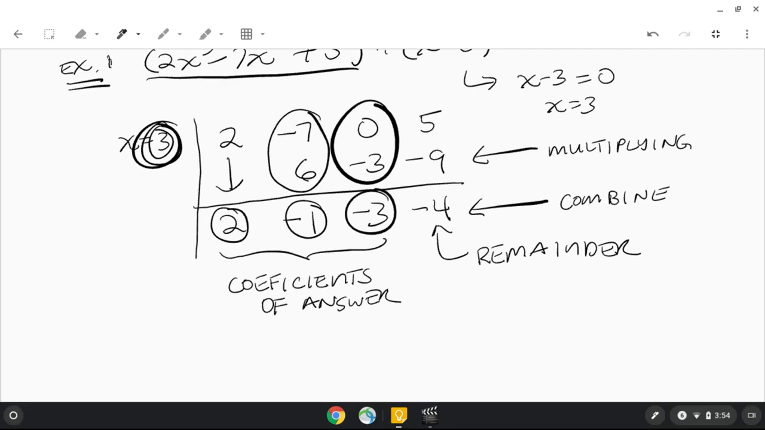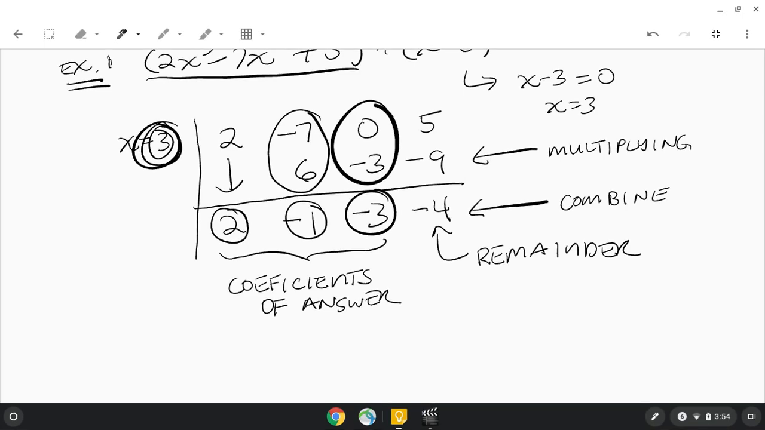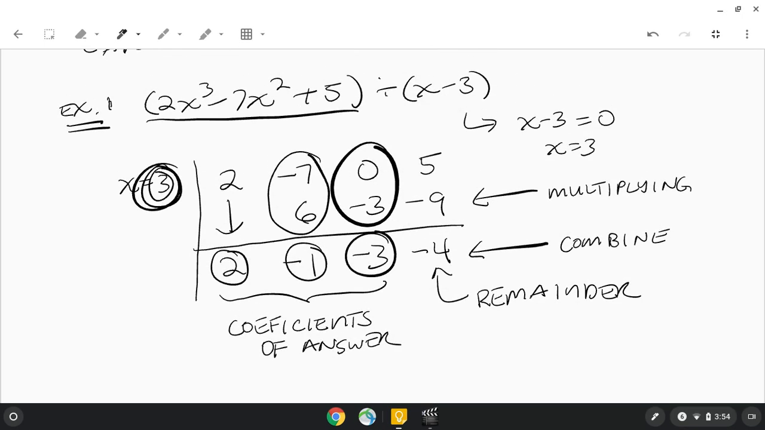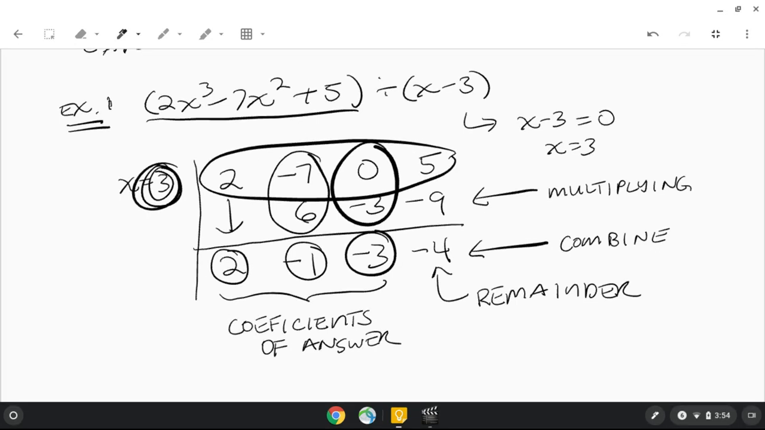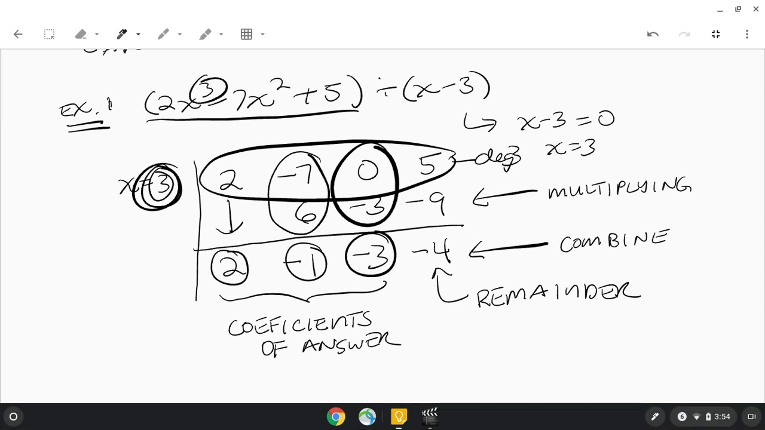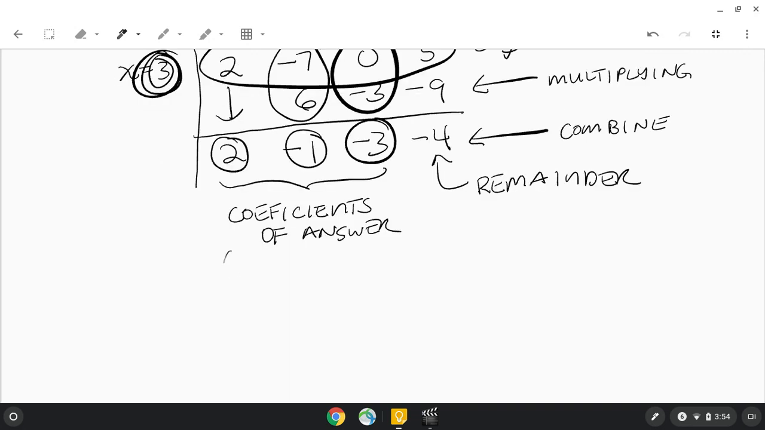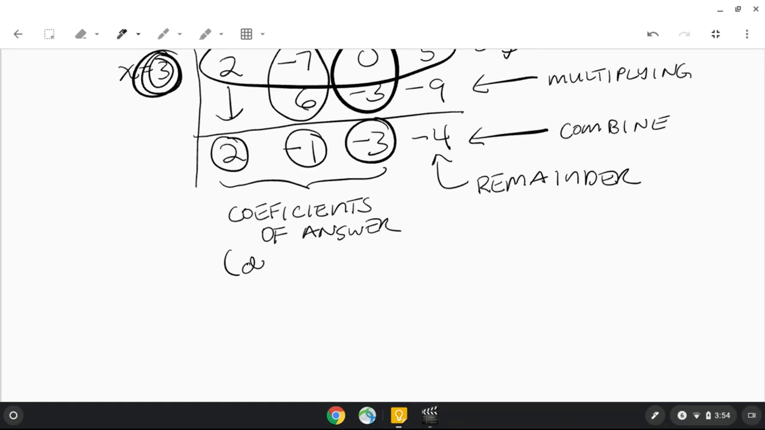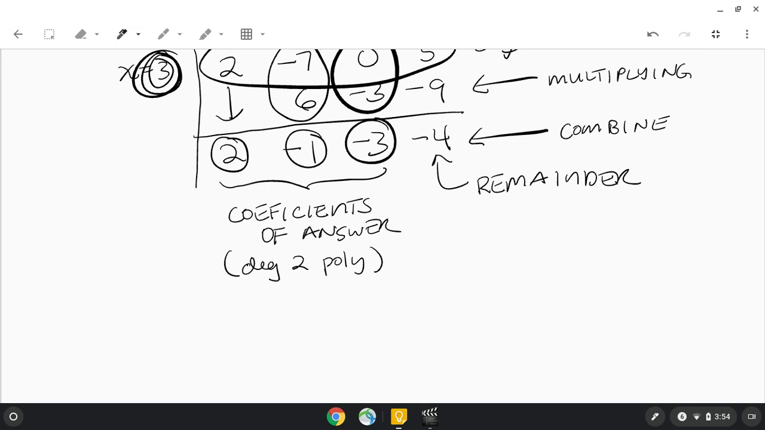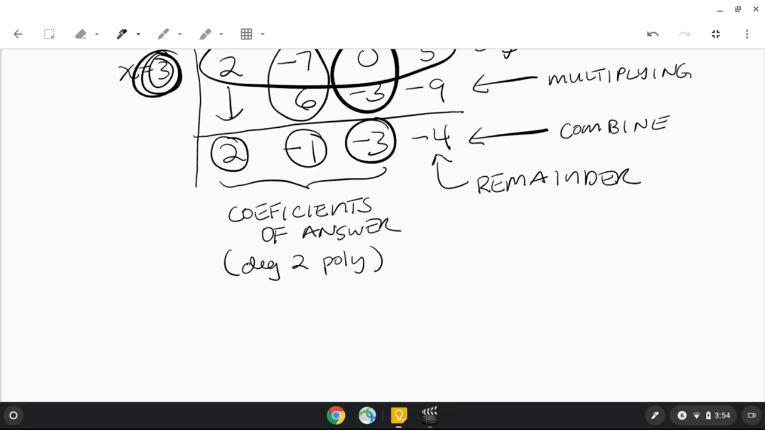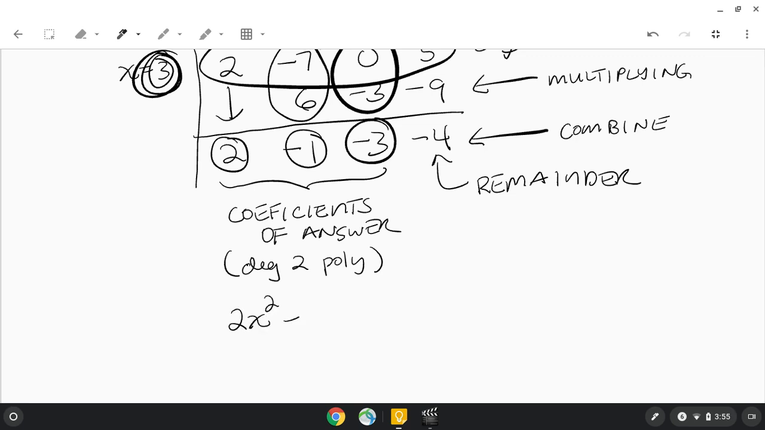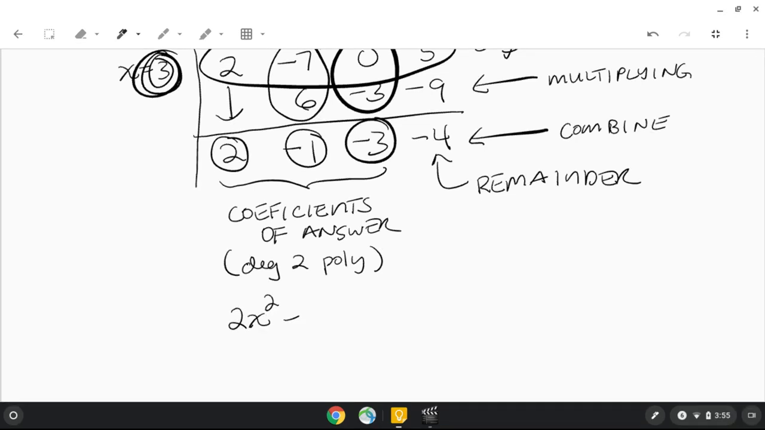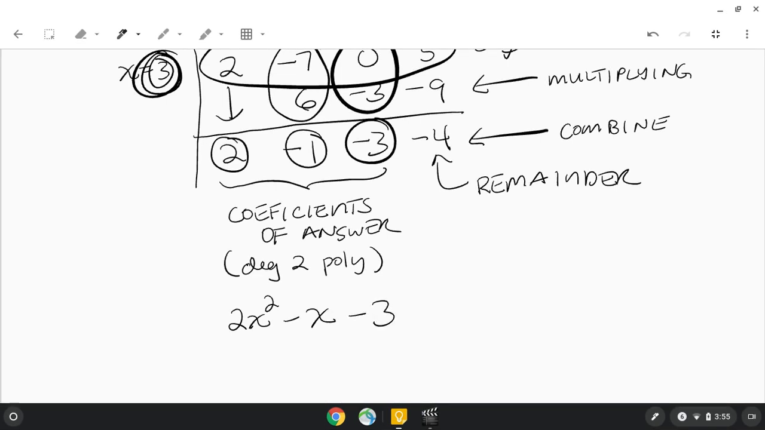And it's always 1 degree less than whatever you start with. So right over here, this is a degree 3, so down here, this is going to be a degree 2 polynomial. So that's going to be 2x squared minus 1x minus 3. And that last bit is our remainder.